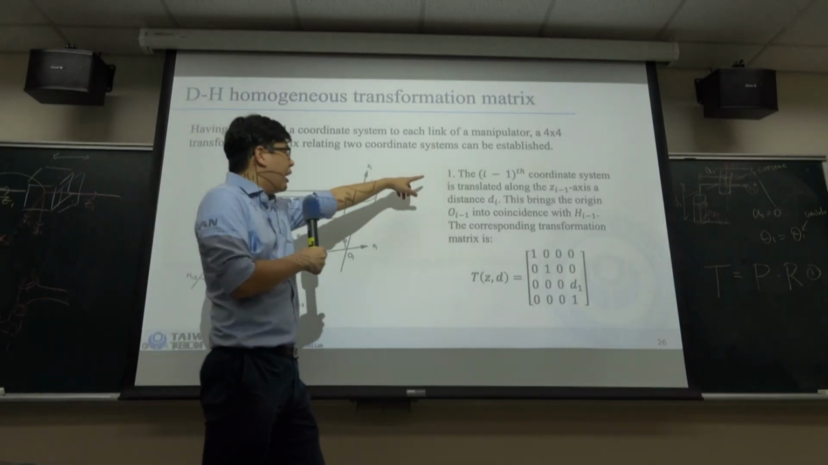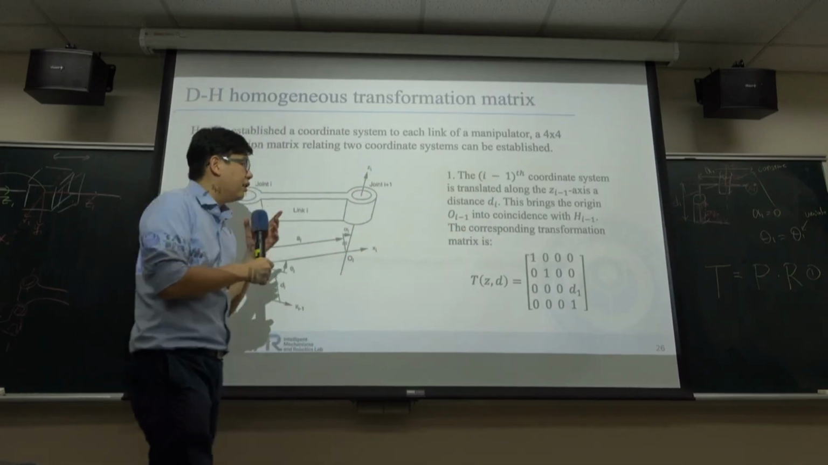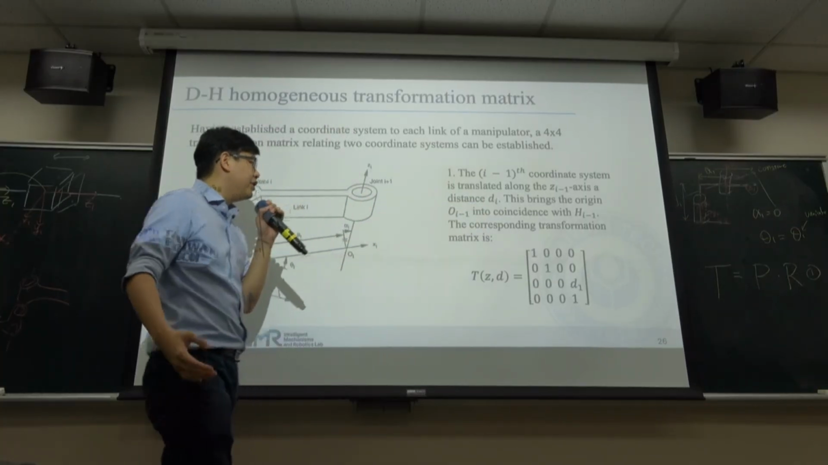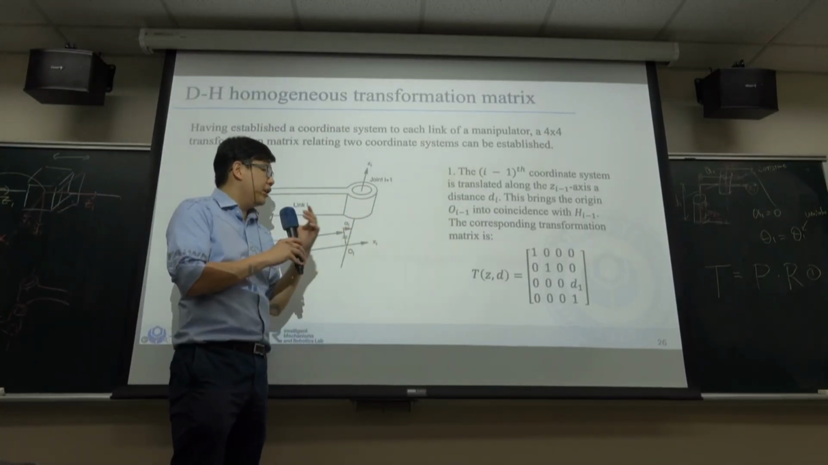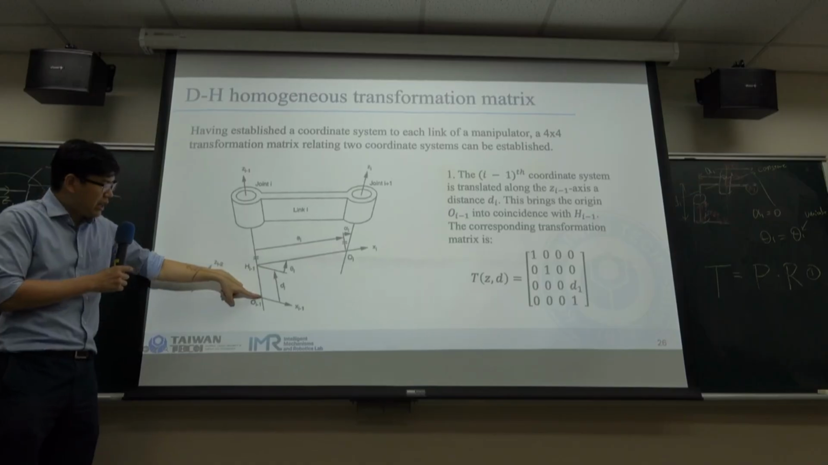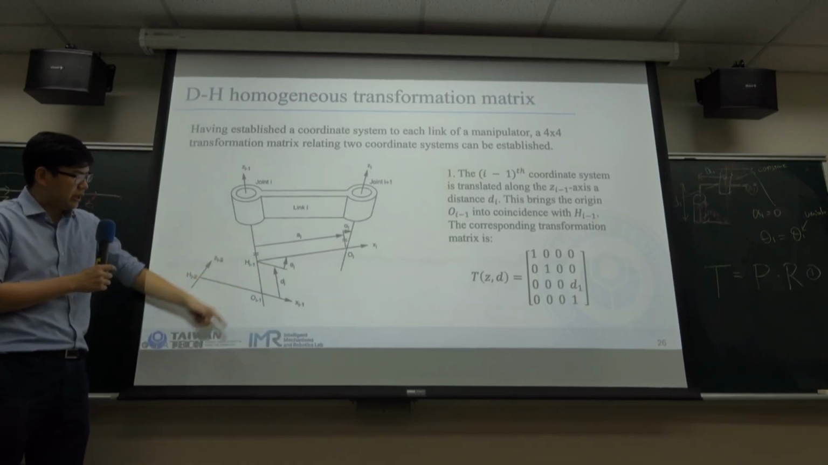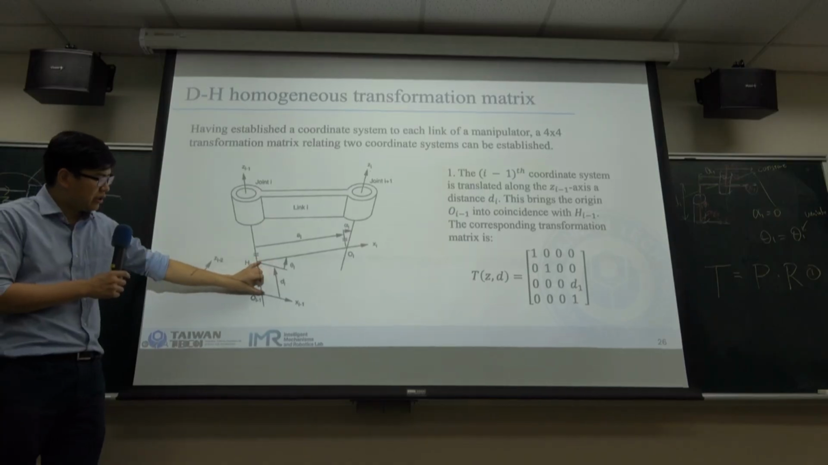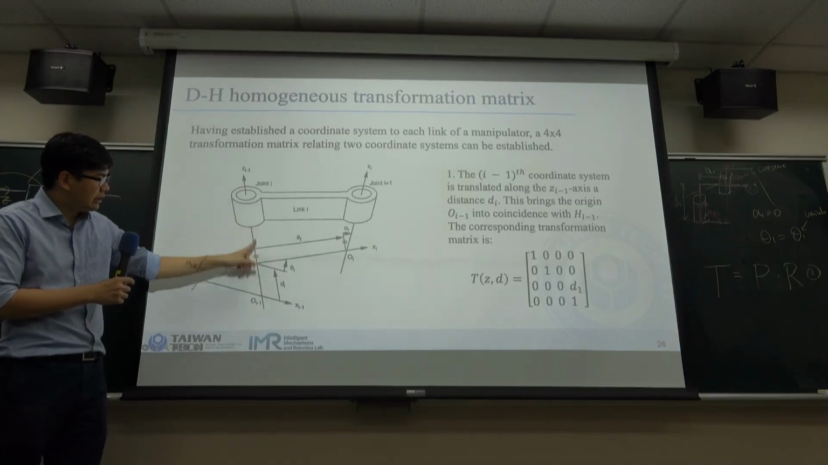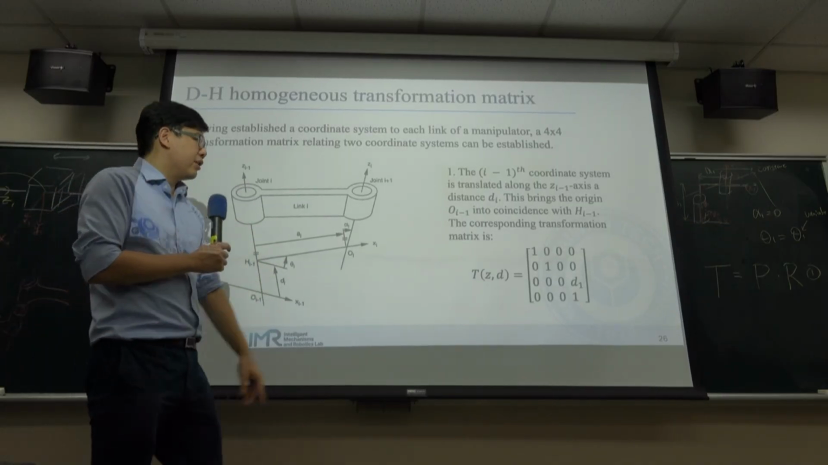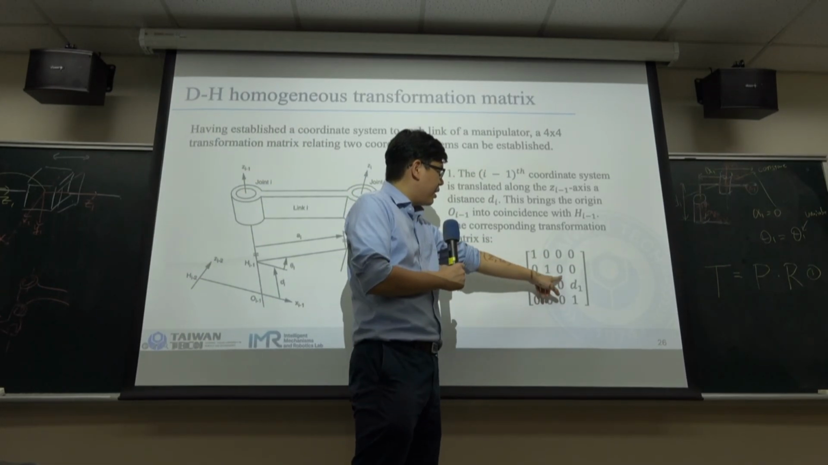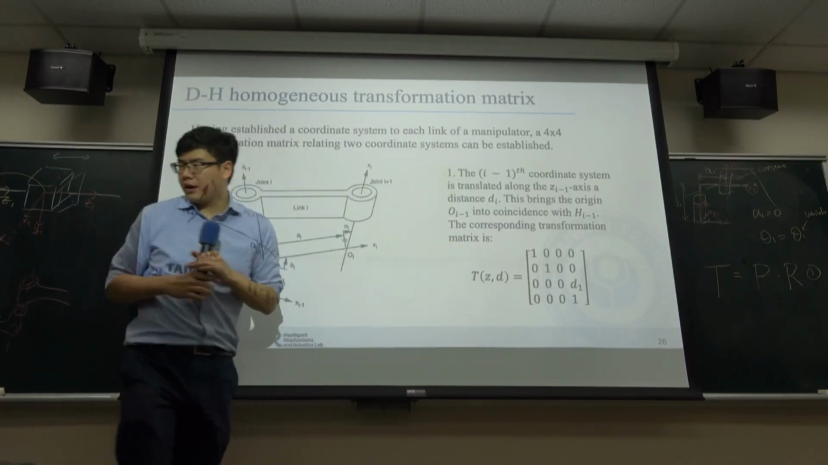So the first one, the i-1 coordinate system is translated along the z i-1 axis a distance di. This brings the origin O i-1 into coincidence with H i-1. So it's here, the O i-1 to the H i-1. So the translation difference between these two x-axes along the z i-1 axis is the di. So the corresponding transformation matrix, we can write it as this one. Okay, so here I made a mistake, here should be 1. I'll change it right now.